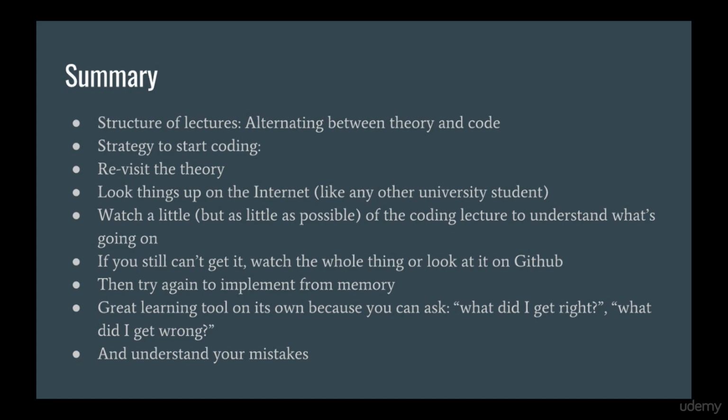So the strategy is, stop after you learn the theory and try to code yourself. Sometimes you need a little more detail, so you might want to watch a little bit of the coding lectures to see what's going on, and then try to implement the rest yourself. If you can't get it by yourself, then maybe try watching the whole thing, or looking at the expected result, and then trying to implement it from memory. This by itself is a great learning tool because it allows you to ask yourself, what did I get right and what did I get wrong, so you can understand the mistakes you were making.